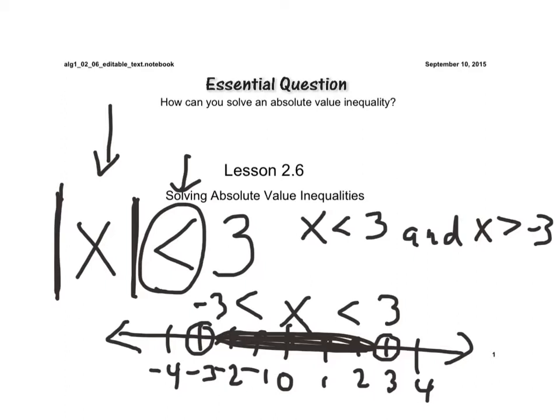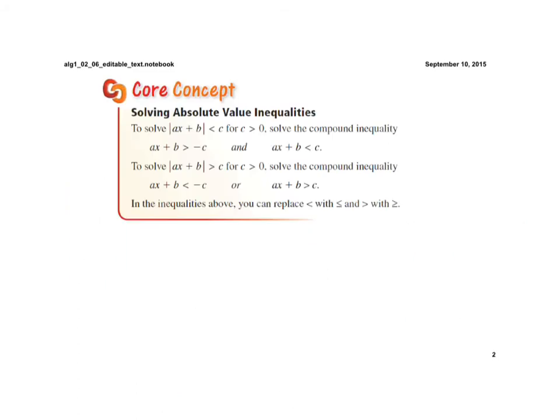Alright, so we'll talk about the ors here in a moment, but that's just a basic example of how we're going to solve absolute value inequalities. So here's the core concept. Again, if the absolute value is less than the number, and that number has to be greater than 0, then we have the two possibilities.